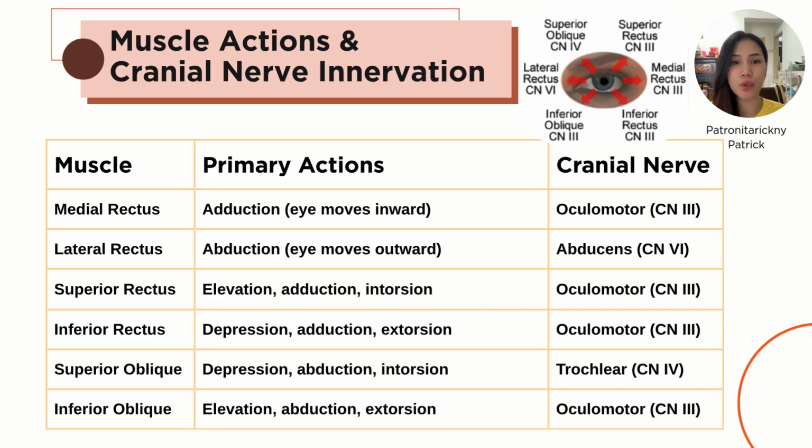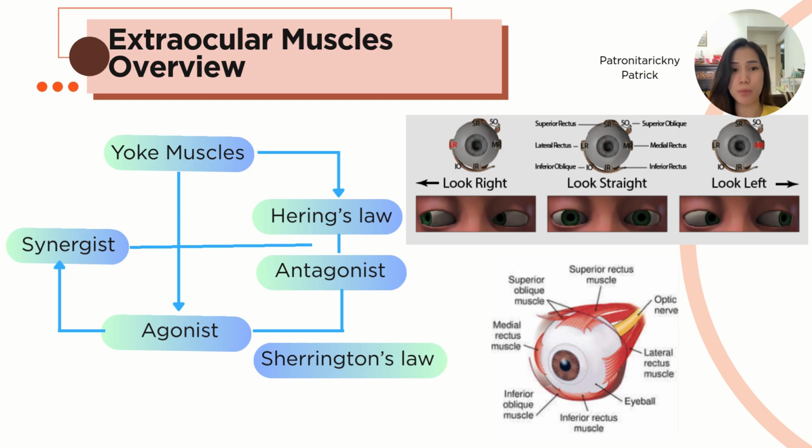A useful mnemonic to remember the nerve supply is LR6, SO4, the rest are 3. Lateral rectus, cranial nerve 6. Superior oblique, cranial nerve 4. All others, cranial nerve 3. For coordinated eye movement, the muscles in different eyes must work together as pairs, known as yoke muscles.